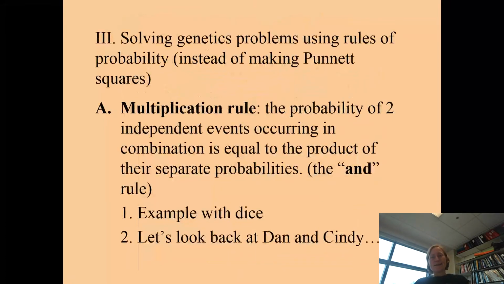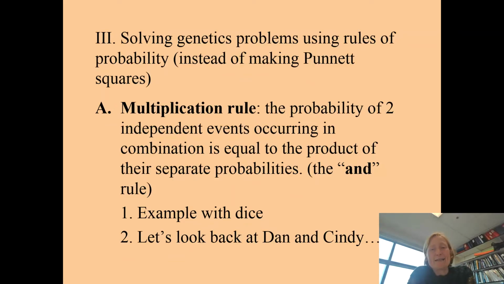So instead of using Punnett squares, we can use the rules of probability to help us solve genetics problems. There's 2 rules we're going to teach you, and you already know them. It's just remembering what they are. The first rule is called the rule of multiplication, and here's our definition. It's kind of messy, but here it is. The probability of 2 independent events occurring in combination, occurring together or at the same time, is equal to the product of their separate probabilities.